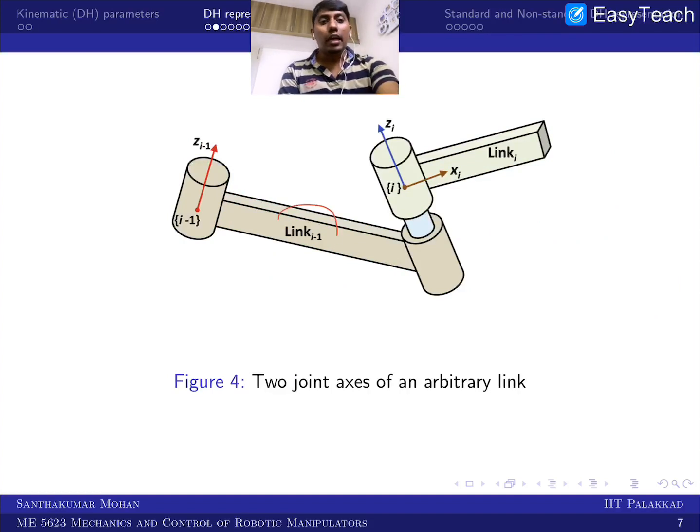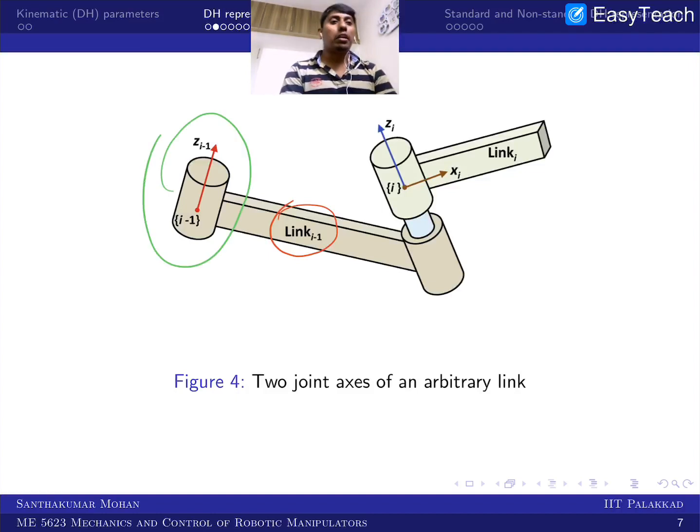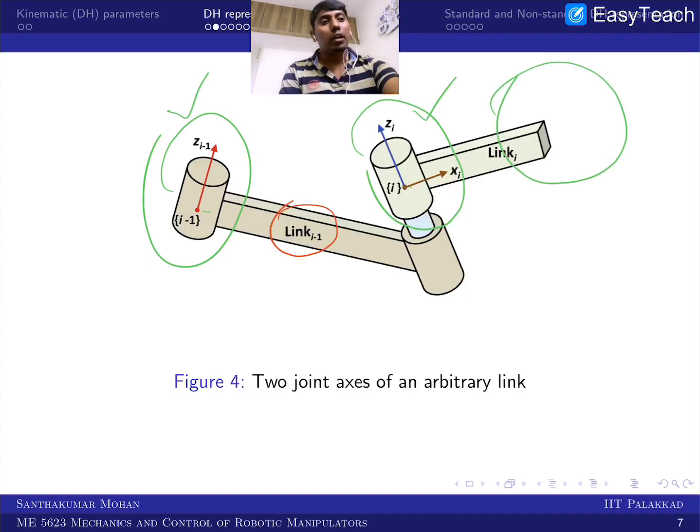So this is link i-1, which has two things: the i-1 axis and the ith axis. I am fixing the frames in such a way that the ith frame is here and the i-1 frame is here. Whatever the i-1 axis is, that is a joint axis, I am fixing as the z axis. So this is zi and this is zi-1. Since we don't know further information about zi-1, we assume that xi is going like this.